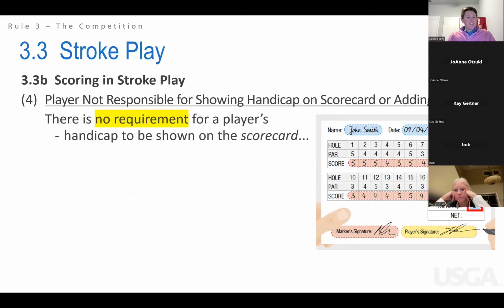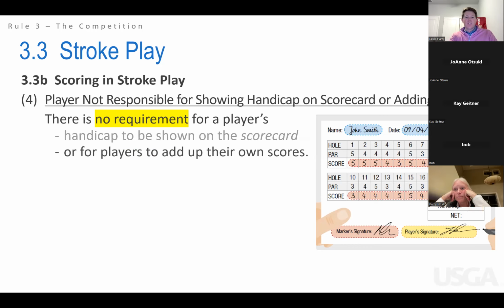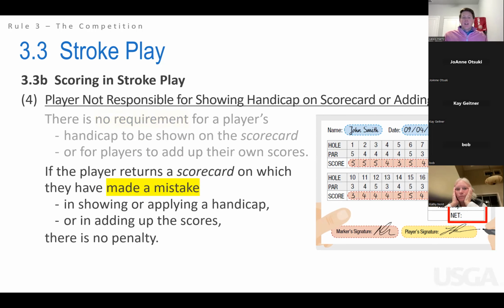Last 2 or 3 slides here. This is new in 2023. This did not apply before the start of last year, but there is no requirement for a player's handicap to be shown on the scorecard or for a player to add up their own scores. That was always the case, but this is more so for the handicap that got added last year. The player returns a scorecard when they have either made a mistake in applying the handicap or showing the handicap.